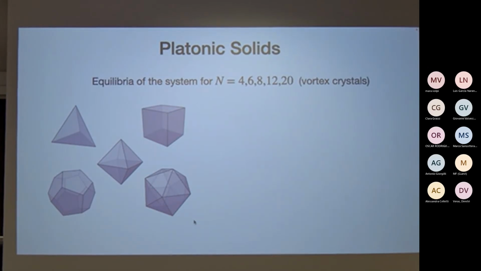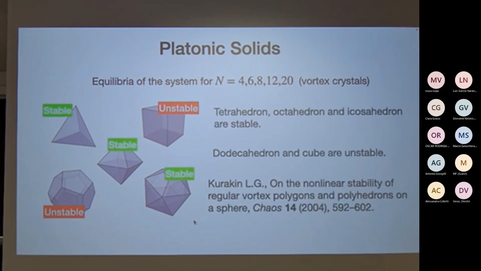So something that happens when you put vortices on the sphere is that you might find equilibrium configurations. So you might put them in a certain way in which the vortices will not move. So if I give you n equal 4, 6, 8, 12, or 20, just by symmetry considerations, you think, well, if you put them at the vertices of a Platonic solid, that's going to be an equilibrium and things will not move. So the question is the following. Well, before that, just the interesting thing is that the dodecahedron and the cube are unstable, but the other three are stable, which is, I guess, geometrically interesting.